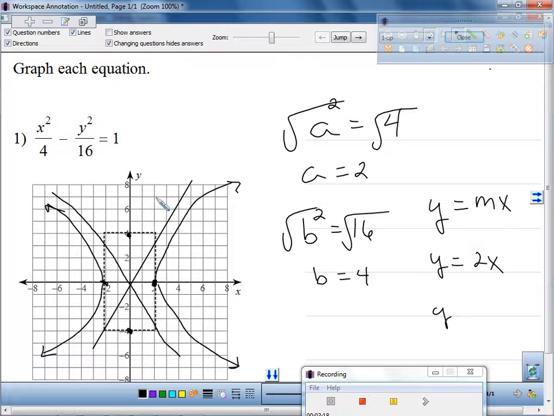Now sometimes you'll see the asymptotes drawn as dashed lines. But again, these are mainly reference for us. When we draw the rectangle, then if we draw the diagonals of the box, it gives us the asymptotes without actually having to come up with the equations of them. But we can come up with the equations. It's just a quicker way to graph those without actually graphing each one of these lines.